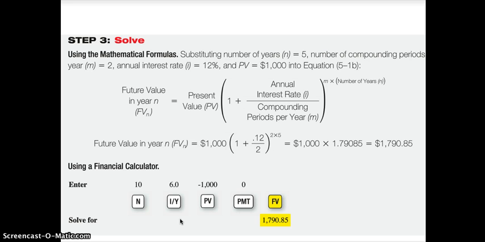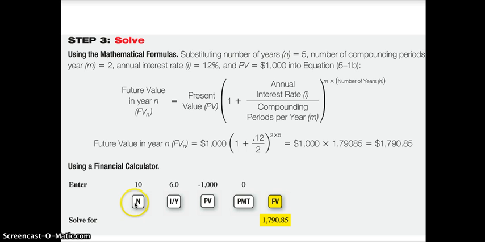So how do you solve this on the calculator? Well, I have the math up here again for you in case you want to work through that manually, you can. You simply would take the annual interest rate and divide it by 2, which is going to be 6. So it would be 1.06 to the 10th power, and you'll get that factor and multiply that by 1,000.